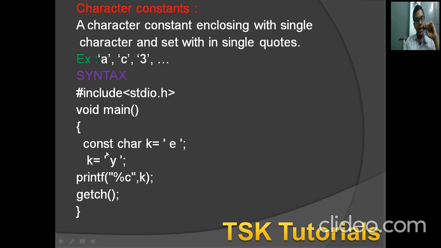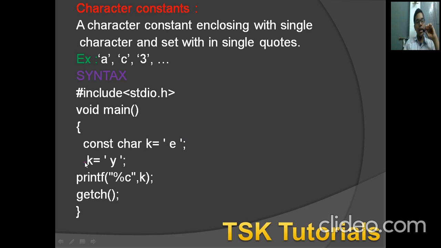I am going to declare the value as a constant, and the data type is character. The short form is char. I am going to store the value e in the variable k. That's it. This means I am going to store the value e in the variable k. I have given it in single quotes, and I have given the semicolon at the end.